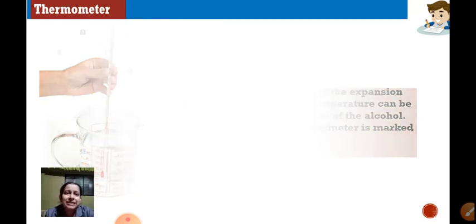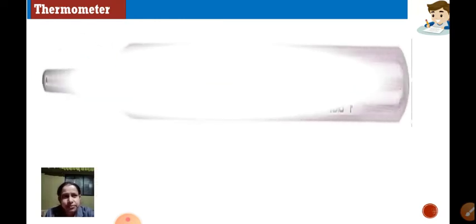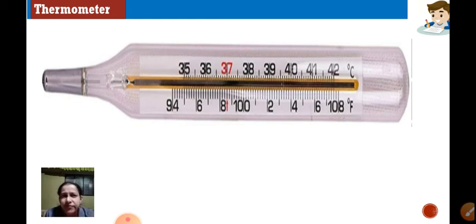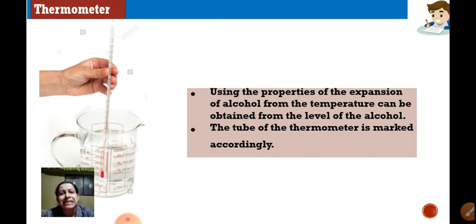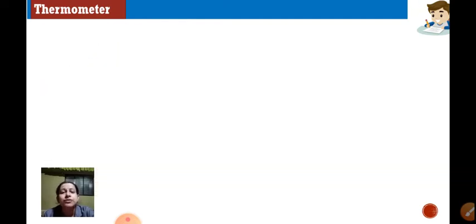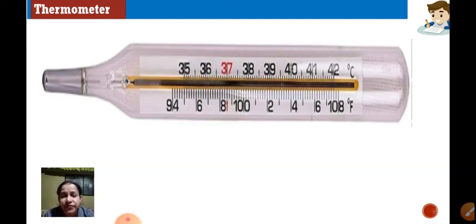Now let us move on to the next part of the lesson. You might have seen this type of thermometer, maybe in your house also. This is nothing but a clinical thermometer. Remember, this is called a clinical thermometer. The one I showed you earlier was a laboratory thermometer, which is used in the laboratory. A clinical thermometer is used to measure the temperature of the body, or body temperature.